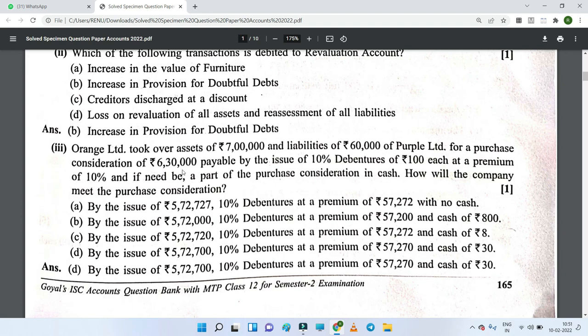So here, as the purchase consideration was 6,30,000, the debentures which would be issued will be 6,30,000 divided by 110. When we divide 6,30,000 by 110, we get 5727.27273. So it is clear that the issue was done for 5,72,700, in which the premium amount will be 57,270, that is 10% of 5,72,700, and the rest 30 will be paid in cash.